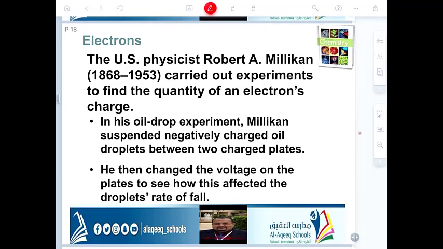Millikan is a scientist who came after that, and he measured the charge of the electron, which is 1.6 times 10 to the negative 19. He could measure that. He found out the quantity of the electron's charge by an experiment called the oil drop experiment.